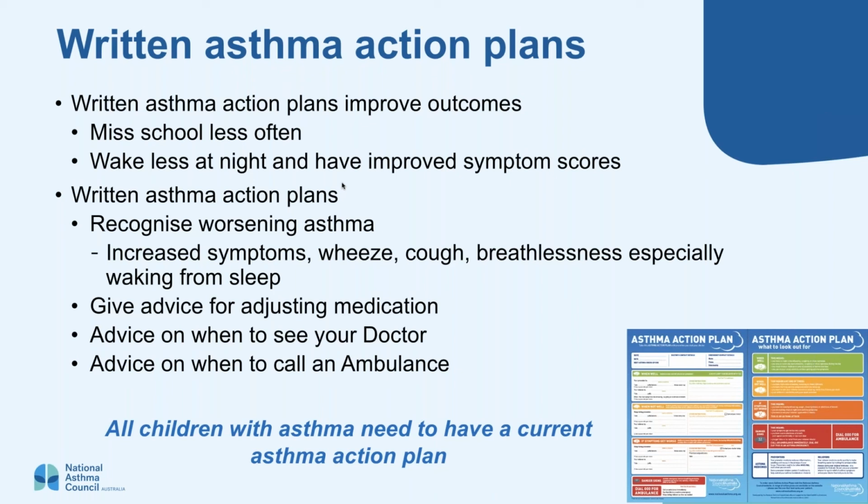So action plans recognise worsening asthma, including increased symptoms such as wheeze, cough and breathlessness, especially waking from sleep. And they give advice for adjusting medication, advice when to see the doctor and when to call an ambulance if necessary. And we would hope that that doesn't have to happen too much if you're in possession of a written asthma action plan. But all children with asthma, all children need to have a current written asthma action plan. And the good thing is these days that childcare, kindergartens and schools all ask for the updated action plan generally at the start of the year. So it really just preempts adult parents going to the GP to get an updated plan. And it certainly makes me feel better to know that really you can't enrol in school for the next year unless you provide your asthma action plan.